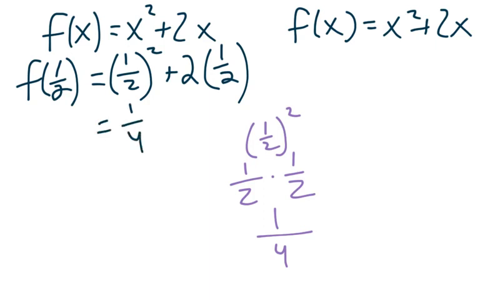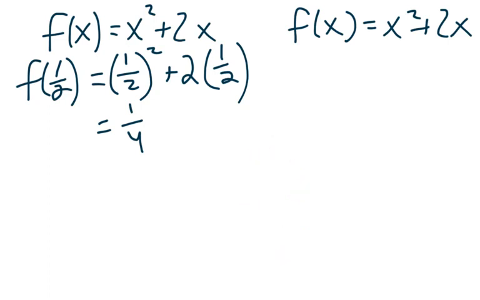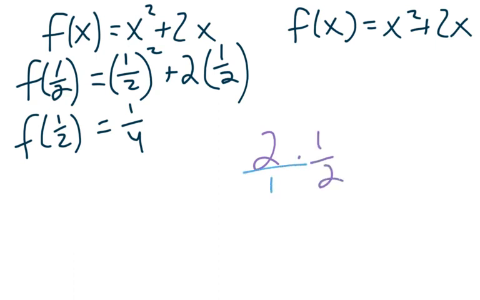And I'm going to go ahead and erase my scratch work here, just because I don't want to clutter up my screen too much. And I'll bring this down. Okay, and then let's take a look at the 2 times 1/2. Well, remember that 2 can be written as a fraction. It's a rational number, so you could write it as 2 over 1. And then multiply straight across.